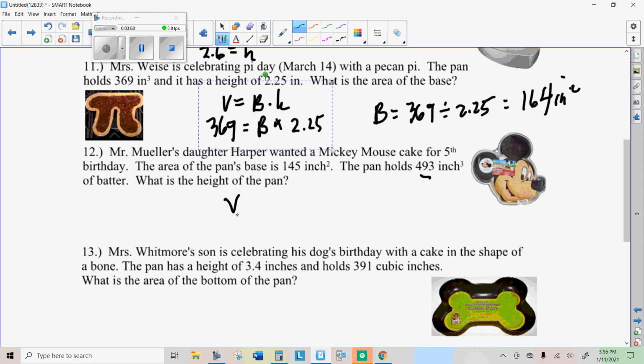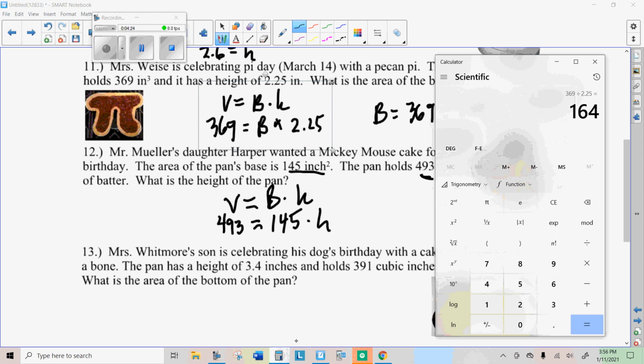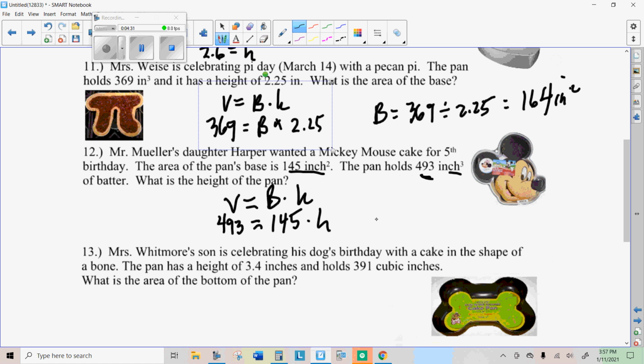So again, set yourself up for success by making sure you have the right formula. And then put the numbers where you think they go. This is the volume. One way you know it's the volume is because it's measured in cubic inches. And you know this is the base area because it's square inches. And now you have to backtrack and do 493 divided by 145. And that gives you 3.4.